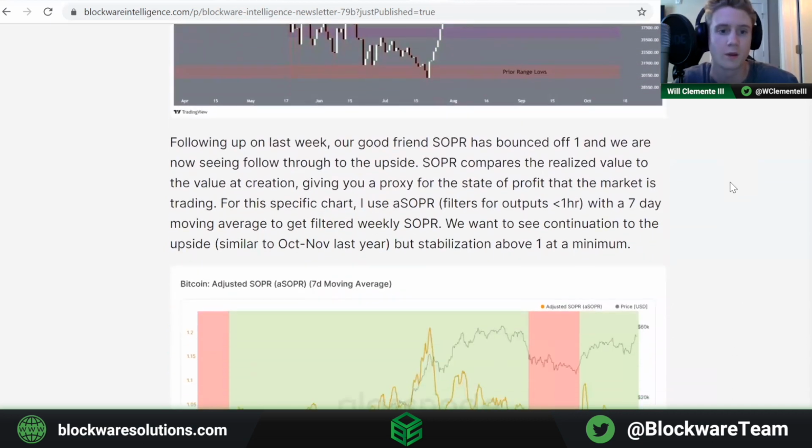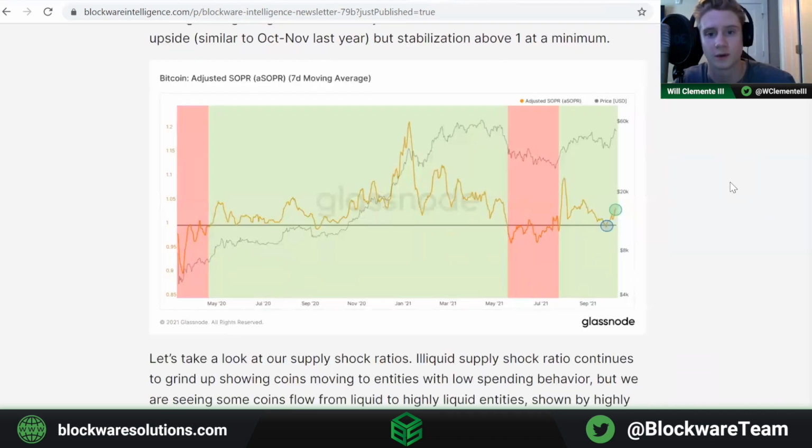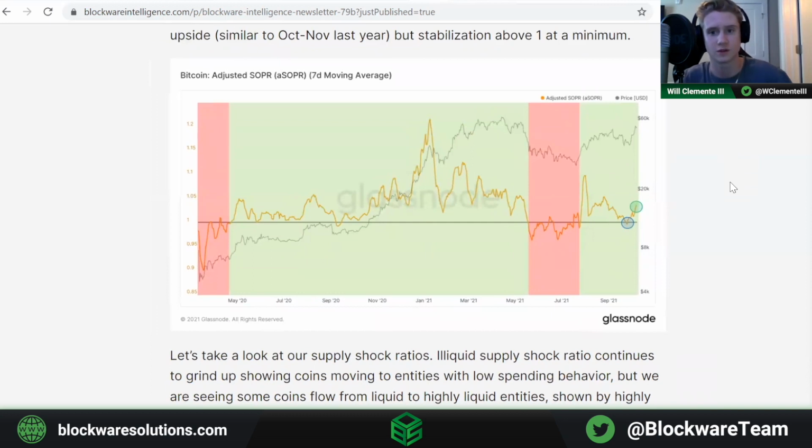This is SOPR. We talk about SOPR all the time. Basically, we're looking at the value of the output at the creation of it versus when it's realized. So you can tell on any given day the state of profit that the market is trading in. For this version, I used aSOPR, which is the adjusted version, so we're filtering out all the outputs under an hour. And then I'm also running a 7-day moving average over it to get a broader picture and filter out a bit of the noise a step further.